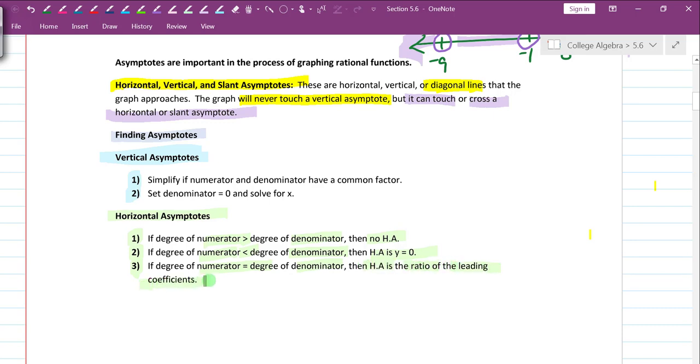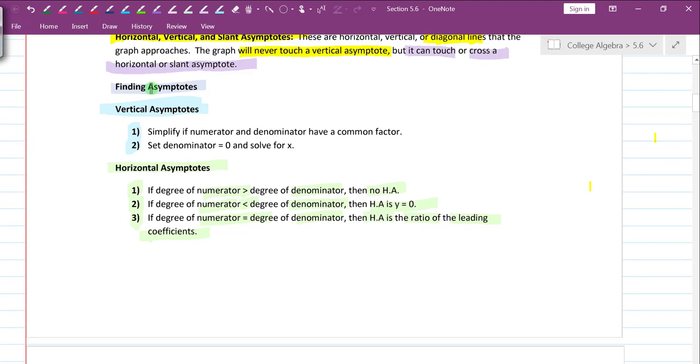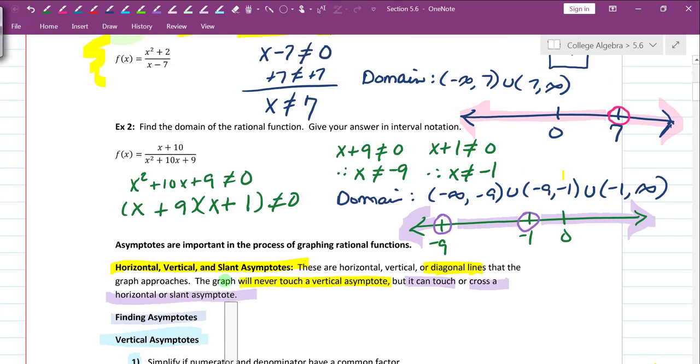So let's look back at example 1 right here, and let's see what would be a horizontal asymptote. Our degree of the numerator is 2 and our degree of the denominator is 1. So the degree of the numerator is greater than the degree of the denominator, which is the scenario here. It says there is no horizontal asymptote. So for this problem right here, there is no horizontal asymptote.